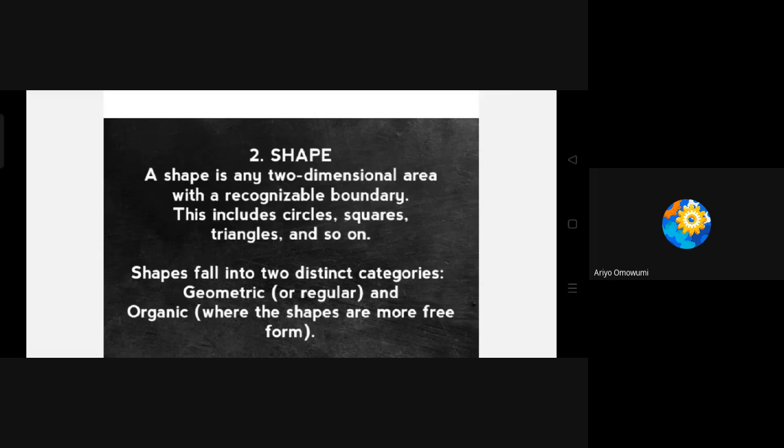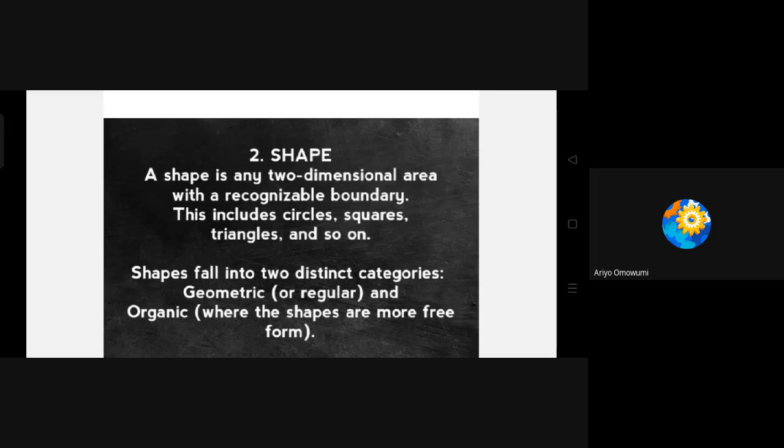We know that a triangle is a combination of three lines, right? That is why it's called a triangle, which entails three angles. But here they say a shape is any two-dimensional area with a recognizable boundary.